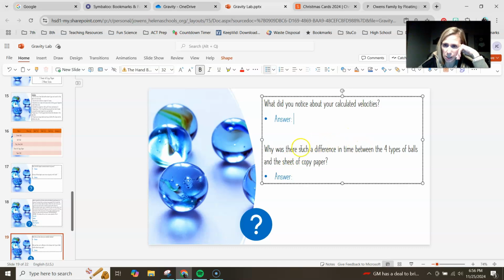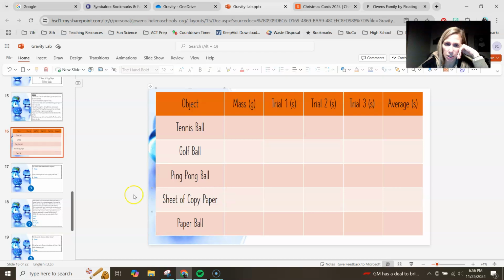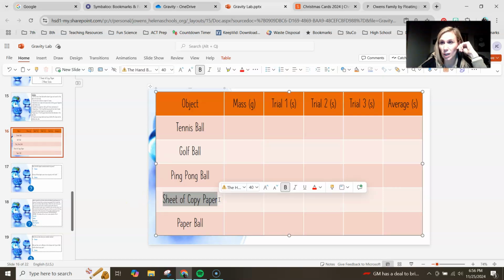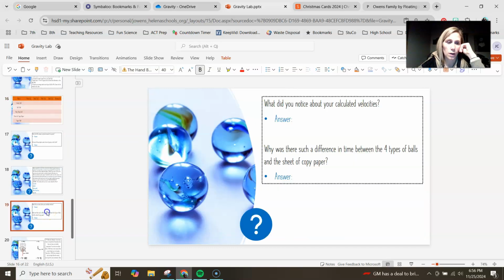Why was there such a difference in time between the 4 types of ball and the sheet of paper? The difference being is when our sheet of paper is open, we have a lot more air resistance there. So we have a force acting upward, whereas the other balls have very minimal force acting upward against gravity.